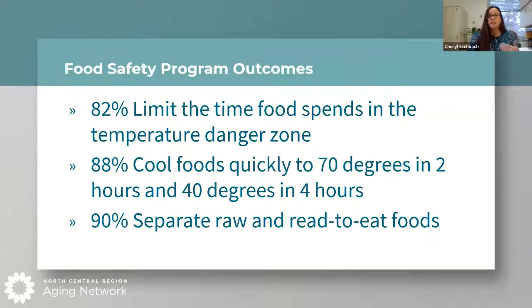82% based on the Cooking for Crowds program will now limit the time food spends in the temperature danger zone. So the actual survey questions give us the bullets for the impact report. Nice and straightforward, really shows the value of a simple one-time measurement program evaluation, simple to collect, simple to report.